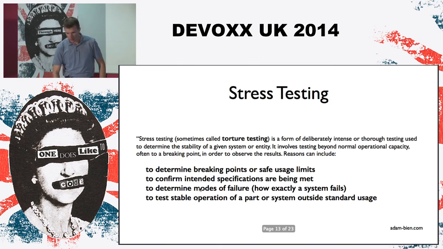So, torture testing. Why are you using this? To determine breaking points or safe usage limits. For instance, endless questions. Should the application be stateless or stateful? And does state scale? So you can spend 2 days in meetings, argue about this without any outcome because no one knows this.